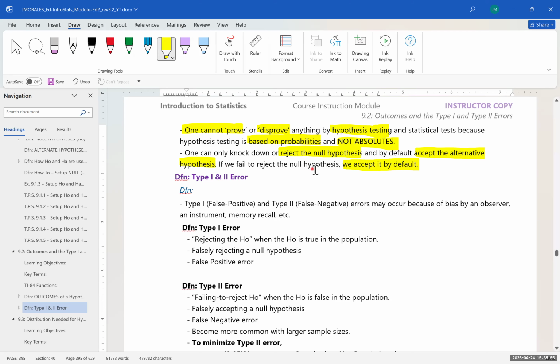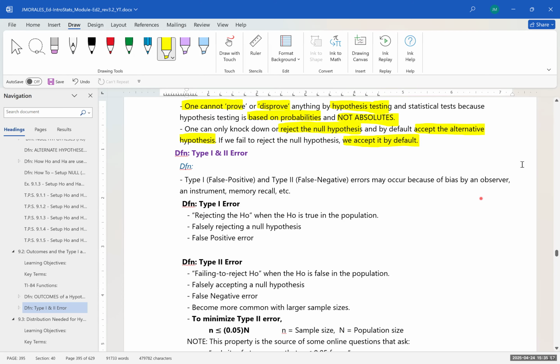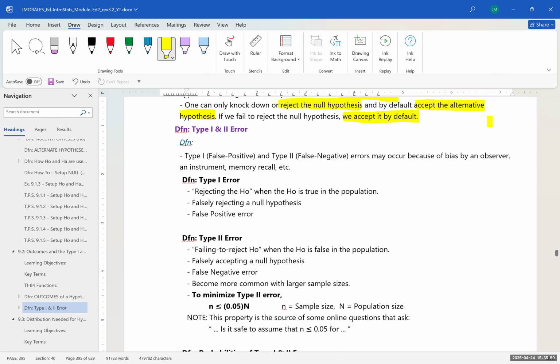Now, there's something called a type 1 and a type 2 error. A type 1 error is a false positive, and a type 2 error is a false negative. And these errors may occur because of bias by an observer, an instrument, memory recall, that kind of thing.